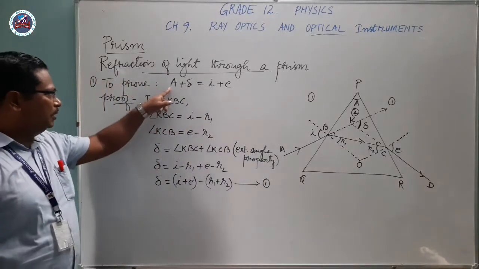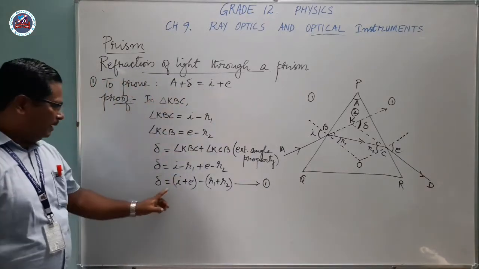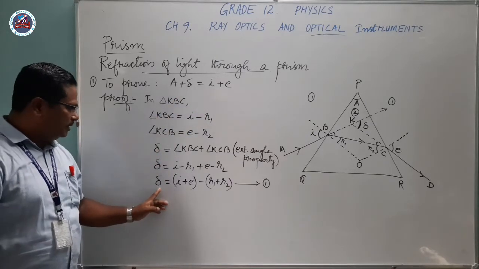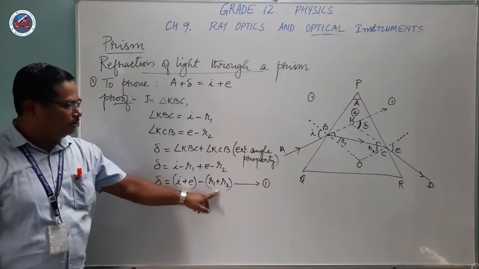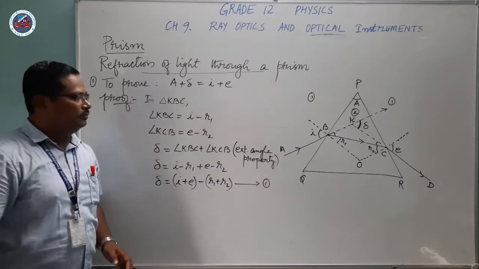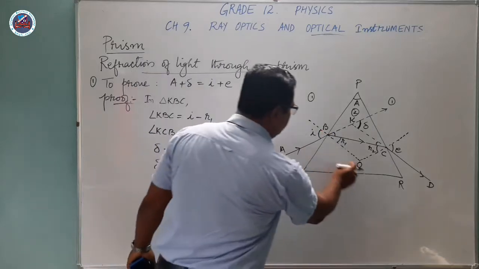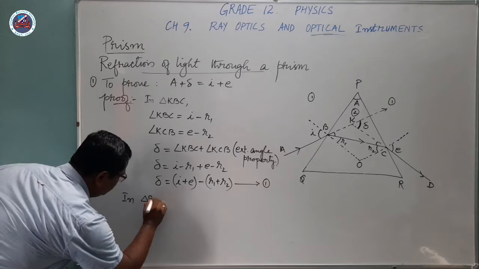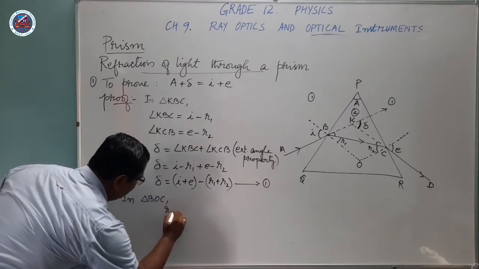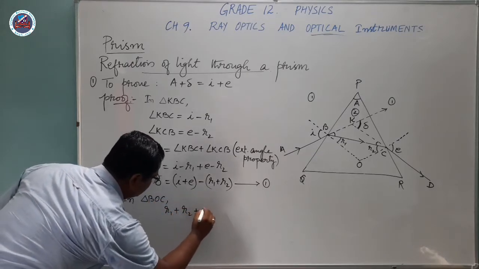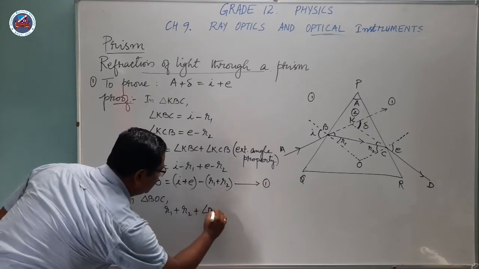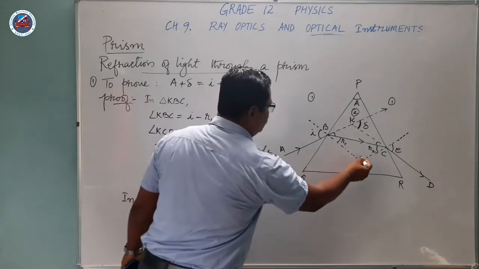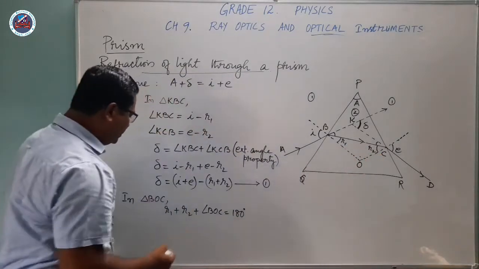Now if you look at the formula, A is missing. I, E and the angle of deviation are present. This one, R1 plus R2, will be replaced with A. That we will have to find out now. In triangle BOC, angle R1 plus angle R2 plus angle BOC is equal to 180 degrees. The angle sum property: the sum of three angles in a triangle is 180.